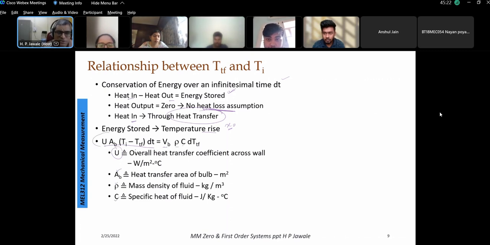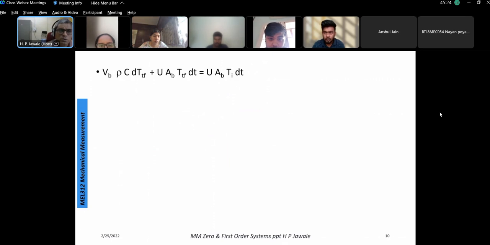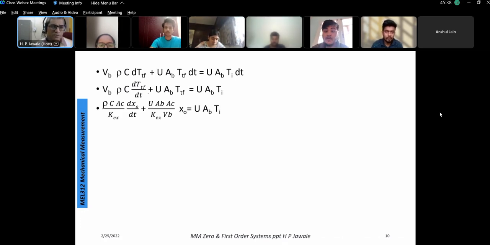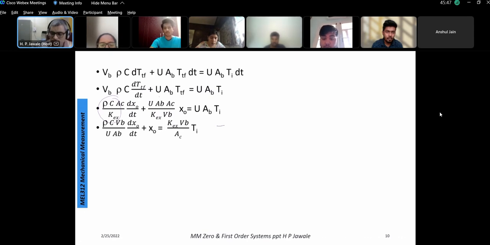So using this equation and simplifying it further, we lead to the further equation, that is Vb rho C dTTF/dt plus UAB TTF is equal to UAB times Ti. Further solving, we get this represented in terms of different constants, and then we approach the equation that we have already set as the standard equation for the first order system, that is (tau D plus 1) times q is equal to K qi.